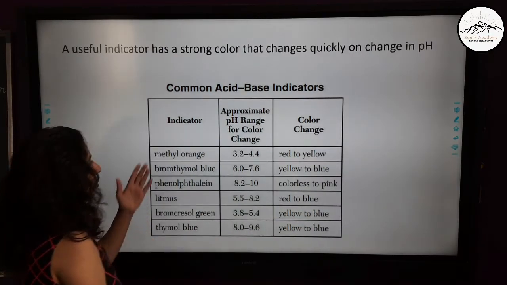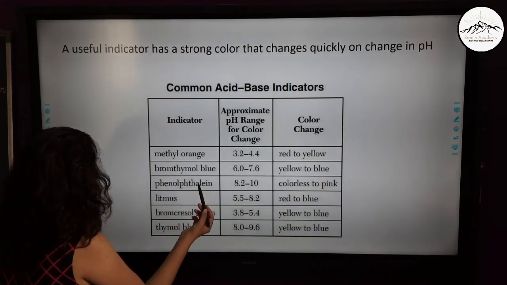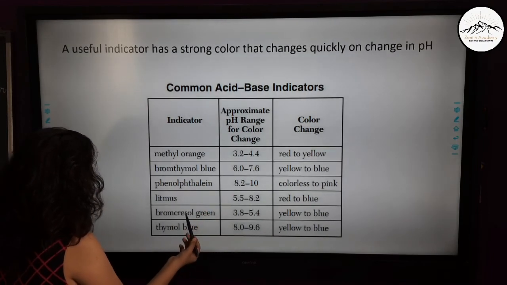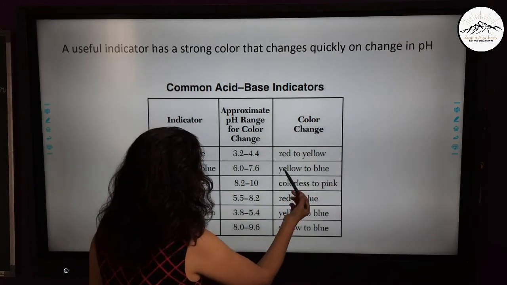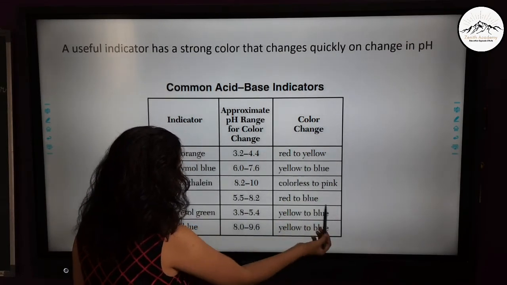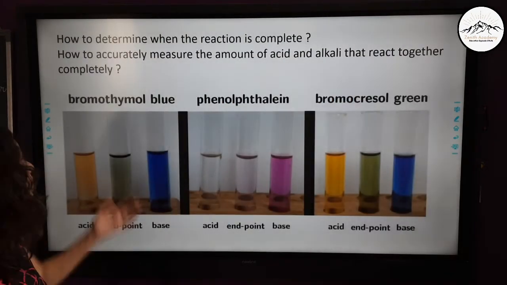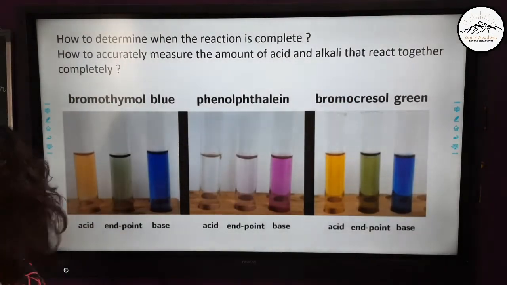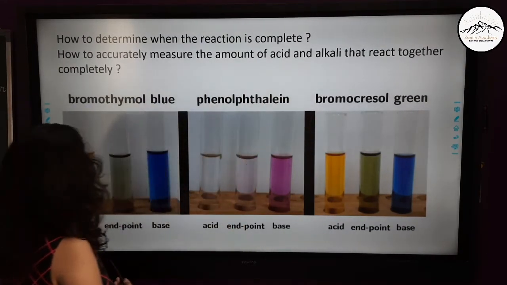So these are the different types of common acid base indicators: methyl orange, bromothymol blue, phenolphthalein, litmus, bromocresol green, and thymol blue. So they show a color change of red to yellow, yellow to blue, colorless to pink, red to blue, yellow to blue, and yellow to blue. So the question arises how to determine when the reaction is complete, or how to accurately measure the amount of acid and alkali that react together completely.